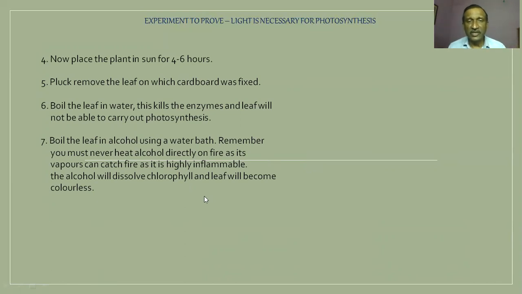The answer to why we had to boil the leaf in alcohol is that when we boil the leaf in alcohol, it dissolves the chlorophyll. And when the chlorophyll is dissolved, the leaf becomes colorless. That is necessary because in the next step we have to notice the color change. If the leaf is already colored, it will be difficult for us to identify the color change.